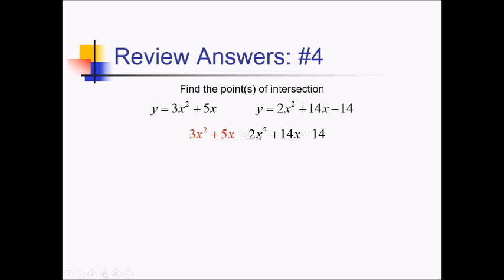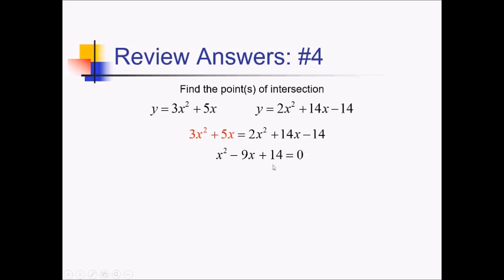So let me subtract this 2x squared from the 3x squared. That gives me a 1x squared on the left. And then we have 5x minus this 14x. That'll leave me with a negative 9x. And finally, I have to subtract, or actually add 14 to get it over here. So that's a plus 14. And then we have 0 left on the right.